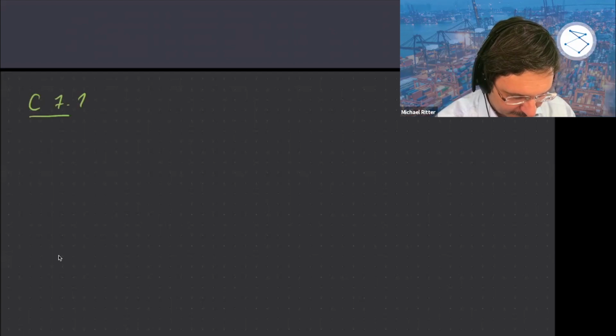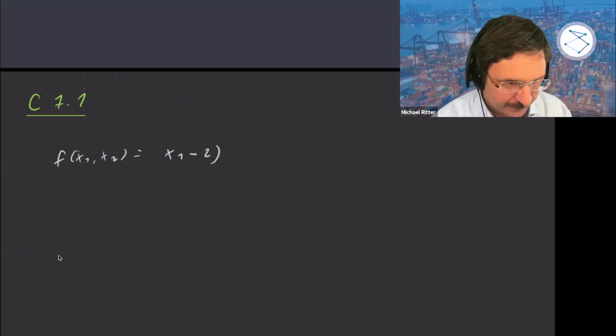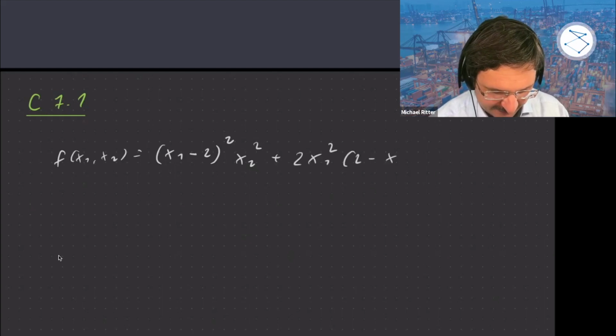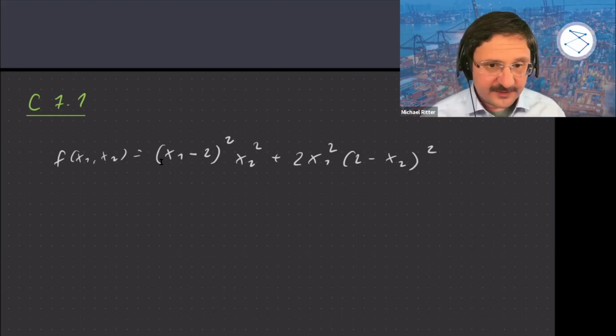So it's going to be C71. Okay, so again, our function is f of x1, x2 is equal to (x1 minus 2) squared x2 squared, plus 2 x1 squared (2 minus x2) squared. And we want to do a gradient descent for that function.